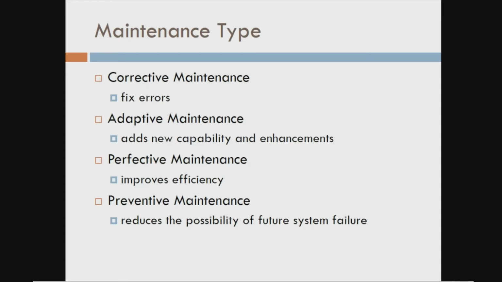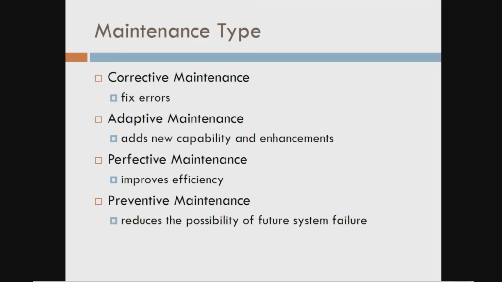For maintenance types, we have corrective maintenance, which fixes errors. We have adaptive maintenance, which adds new capability and enhancements. Reflective maintenance improves efficiency. And preventive maintenance. Okay, corrective maintenance means we try to fix errors when we run the new system. Second, adaptive maintenance, where we want to add new capability or enhance the system that we already developed.